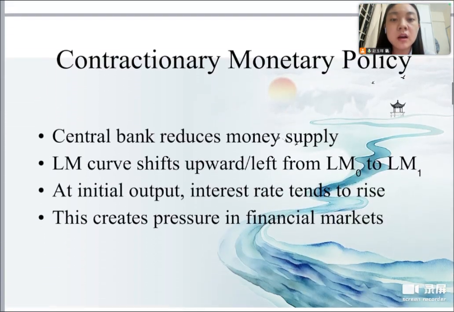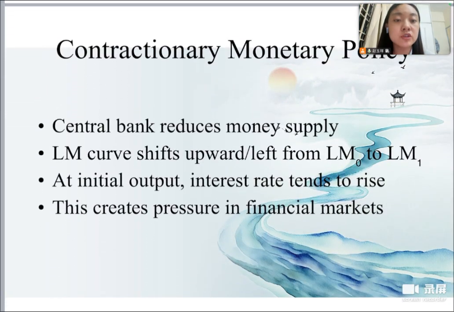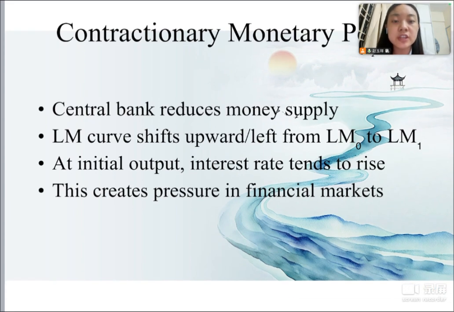Next, suppose the central bank implements a contractionary monetary policy, for example, by reducing the money supply. As a result of the decrease in money supply, the LM curve shifts upward, or to the left, from LM0 to LM1 at the initial level of output. This shift creates upward pressure on the domestic interest rate because money becomes relatively scarce.